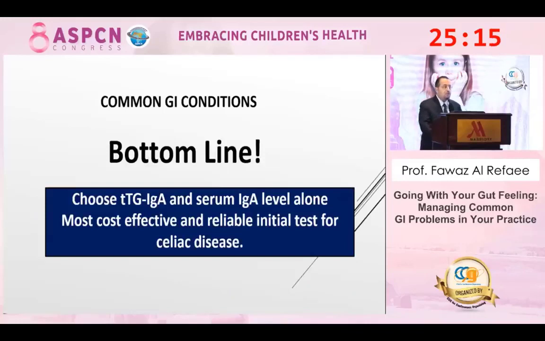So one message from this case: choose TTG IgA and serum IgA level alone. Most cost-effective and reliable initial test for celiac disease. Why do we do serum IgA total? Because you want to avoid false negative test. If you have IgA deficiency, which is more common with autoimmune disease and celiac disease, you need to do an IgG-based test or go ahead and do endoscopy to confirm or rule out your diagnosis.